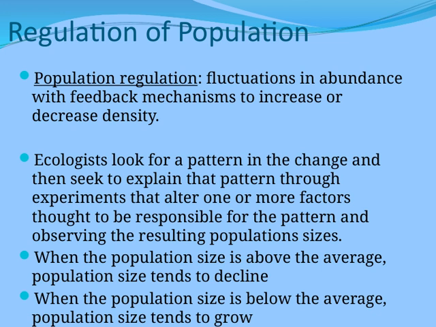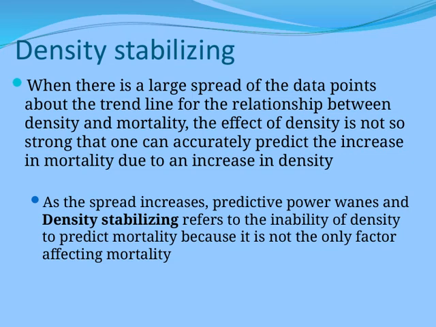Understanding these feedback mechanisms is crucial because it ties into the broader theme of how ecosystems self-regulate and maintain balance. When we look at the relationship between density and mortality, you'll notice that sometimes the data points are spread out quite a bit around the trend line. This large spread indicates that the connection isn't very tight. In other words, if the data points are all over the place, it becomes much harder to accurately predict how much mortality will increase as density goes up.